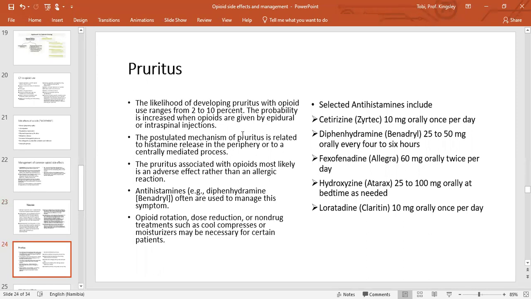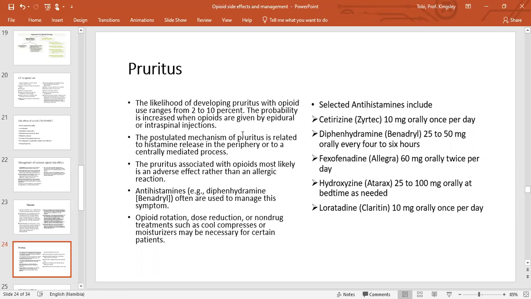Thanks. Yeah. Pruritus is another common side effect of opioids, and it's been said that the likelihood of a patient starting on opioids developing pruritus is about 2 to 10%. All right, and this chance of developing pruritus increases when you go through the epidural route or intraspinal injections of the opioid. All right, most of the time, this pruritus is related to histamine release in the periphery, or it may be a centrally mediated process. All right, but it's been noted that it's more of an adverse effect rather than an allergic reaction.